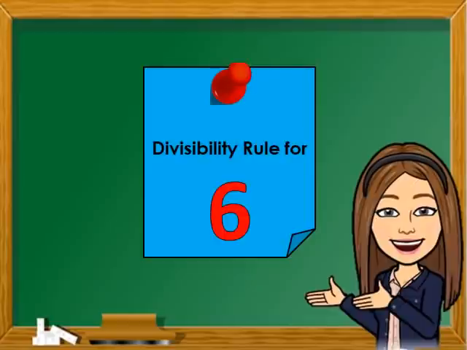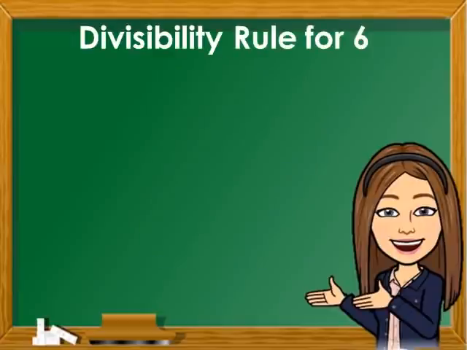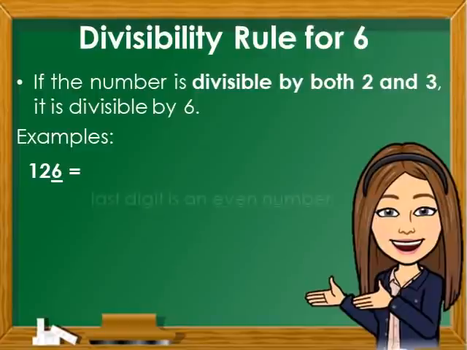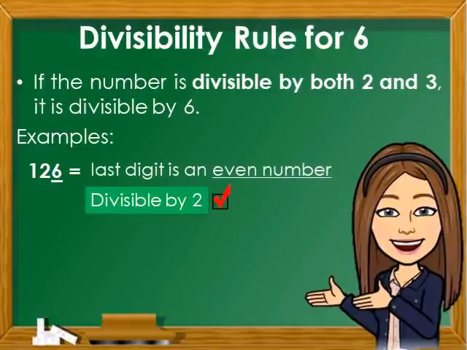Next is the divisibility rule for 6, which states that if the number is divisible by both 2 and 3, it is divisible by 6. Let's have an example. We will test if the given number is divisible by both 2 and 3. 126. The ones place or last digit of 126 is 6, which is an even number. So 126 is divisible by 2.